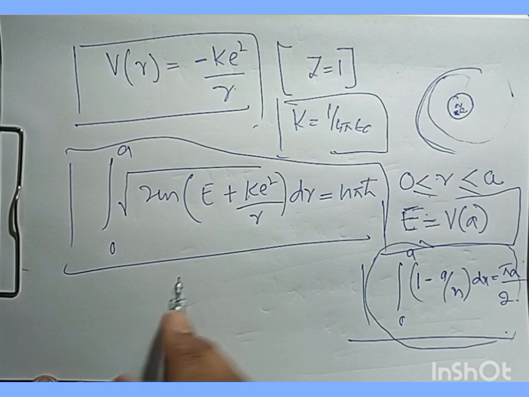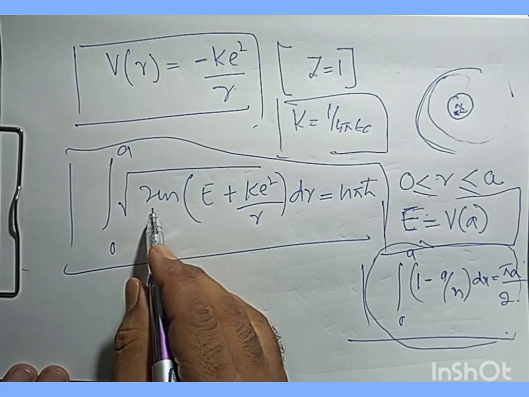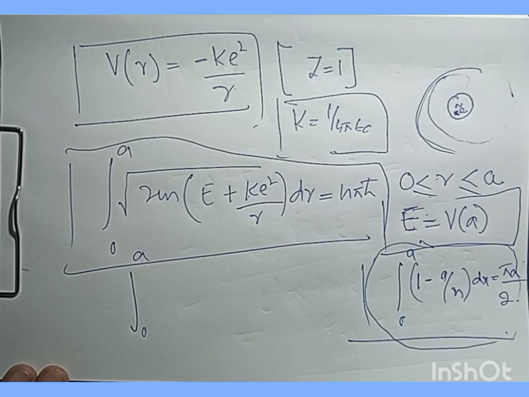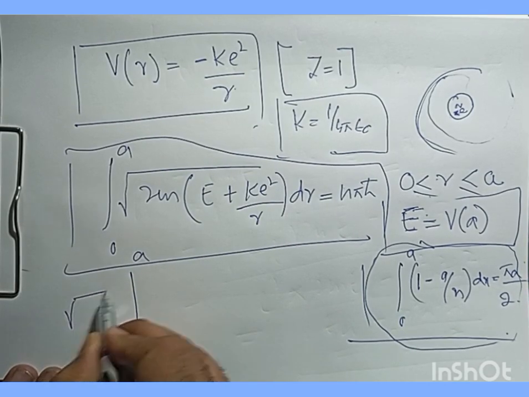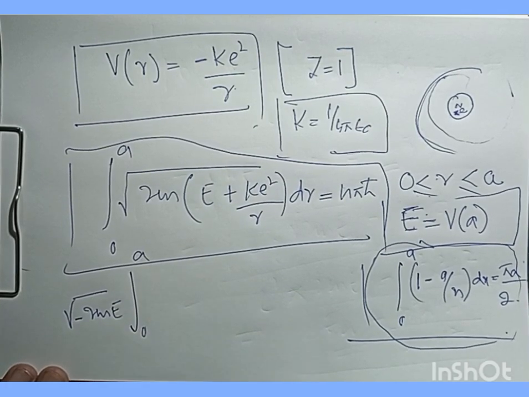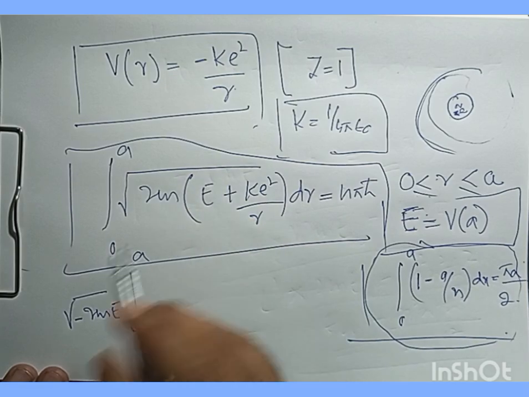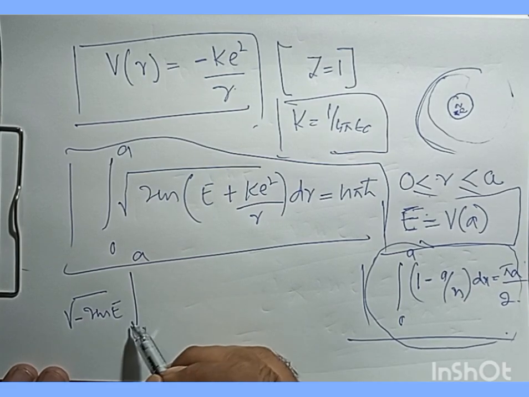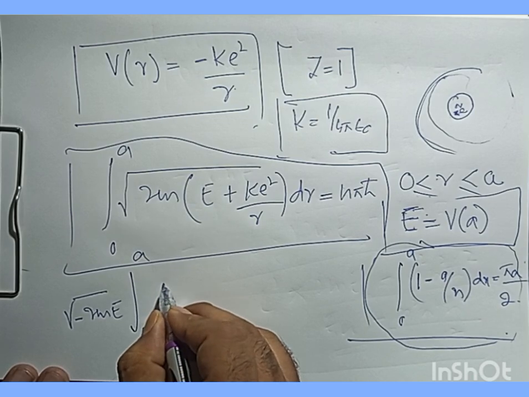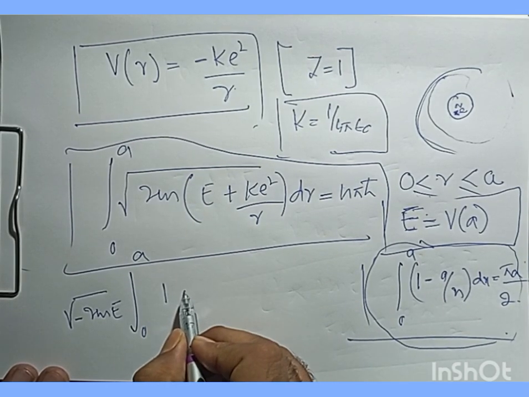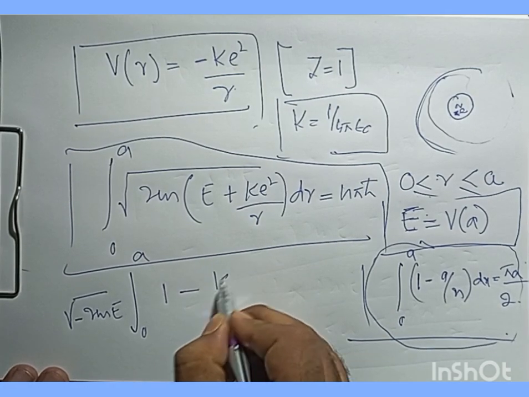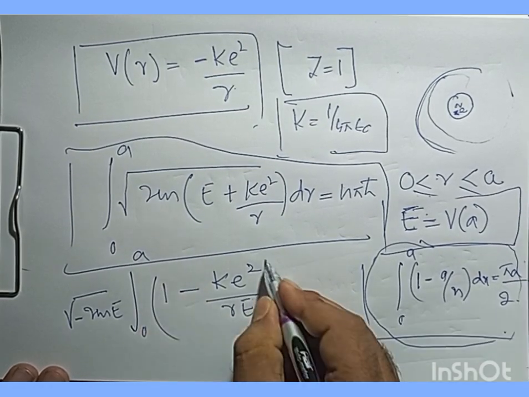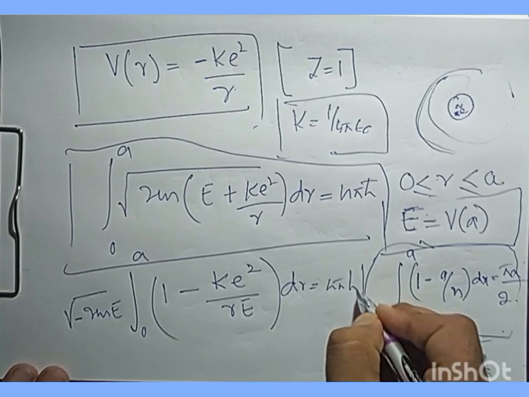So if I take the integral from 0 to A, and take the square root of minus 2mE out, because I want this integral to boil down to a situation like this where I can directly use the value of this integral, then here I'll be left with 1 minus K E squared by R E. Okay, this will be the case, dr is n pi h bar.